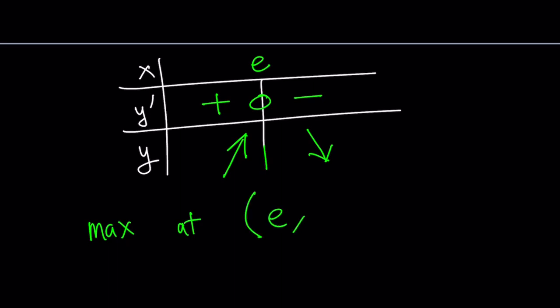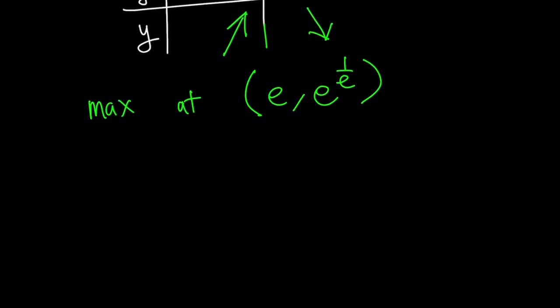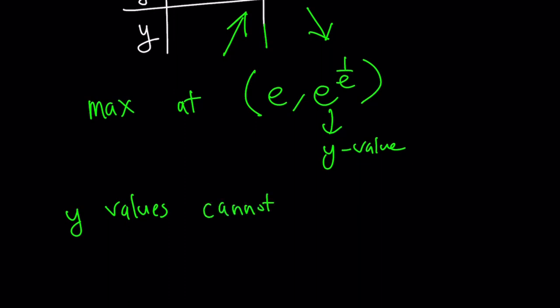But x equals e implies that y is e to the power 1 over e. So this is the y value. And guess what? This is the maximum y value you can get. So in other words, y values cannot exceed e to the power 1 over e, which is approximately 1.44.